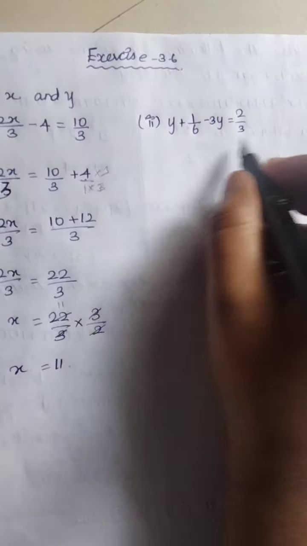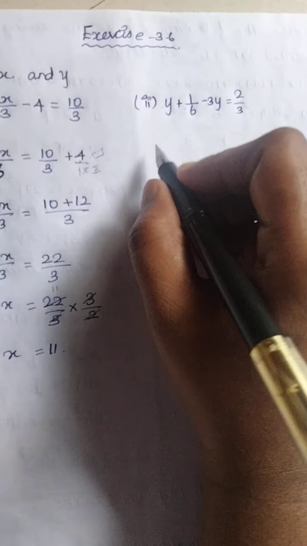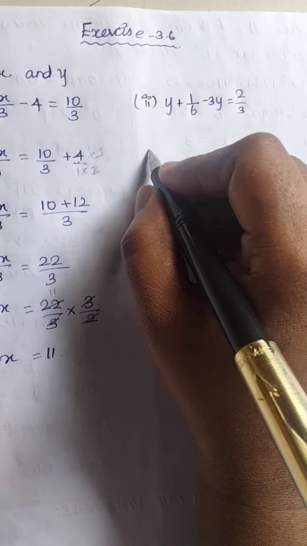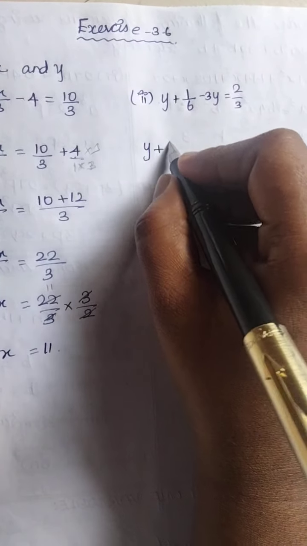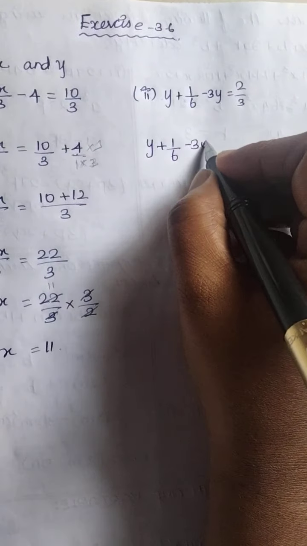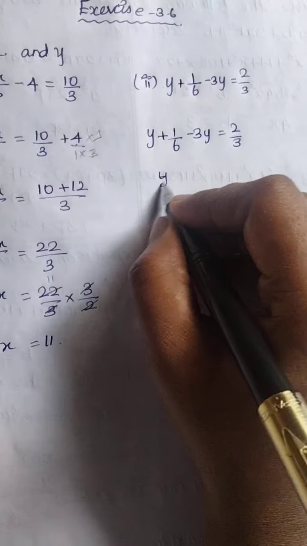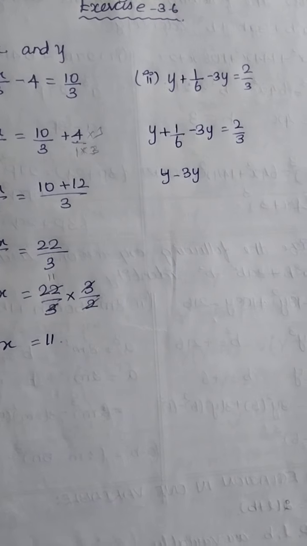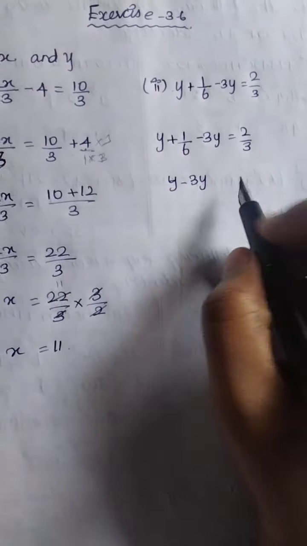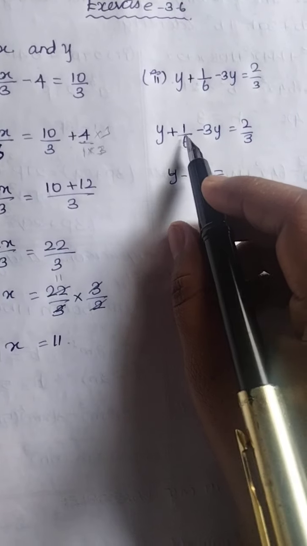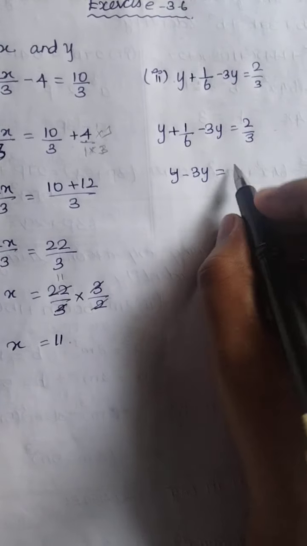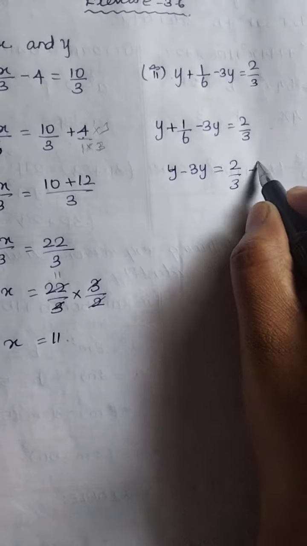So we are going to calculate y for this subdivision. Listen, (y + 1)/6 − 3y is equal to 2/3, right? So we have to place y and −3y on the left hand side. We should move this +1/6 to the right hand side: 2/3 − 1/6.